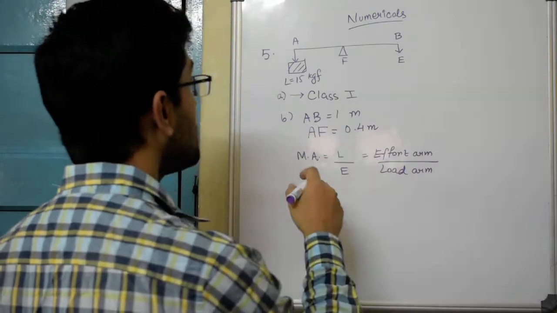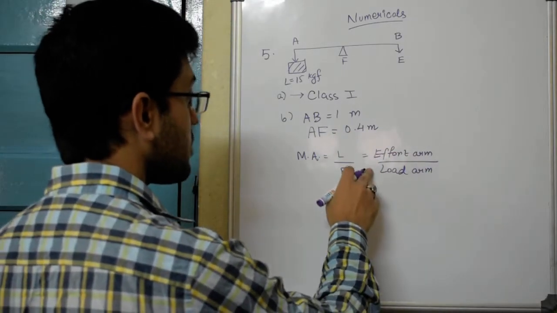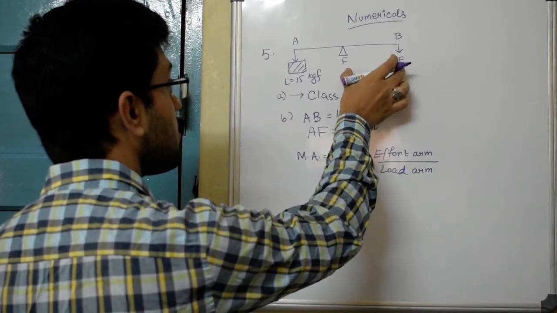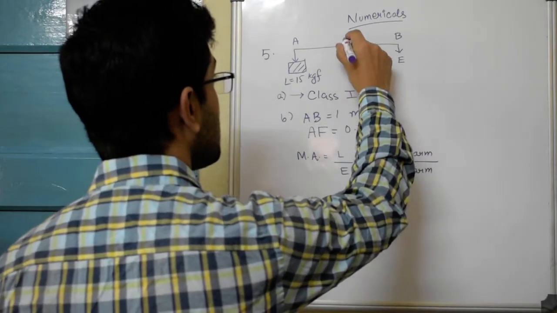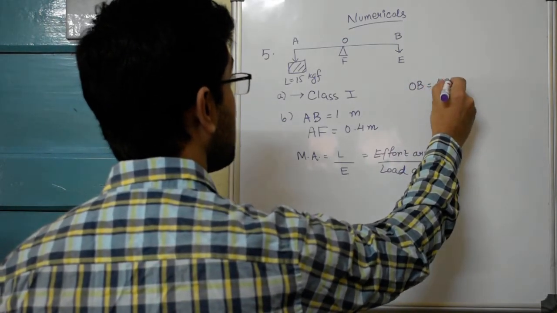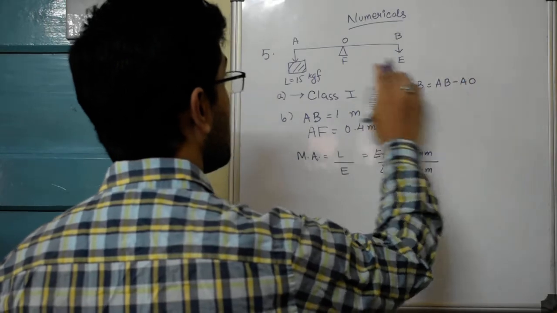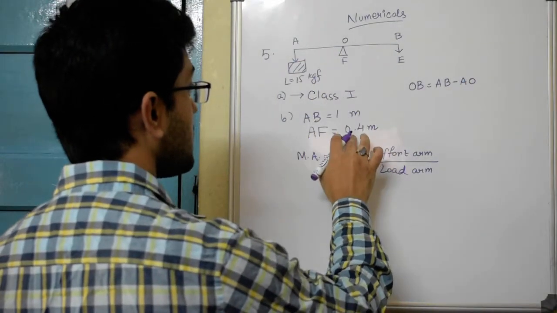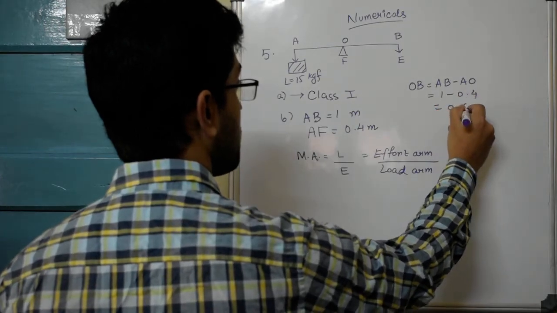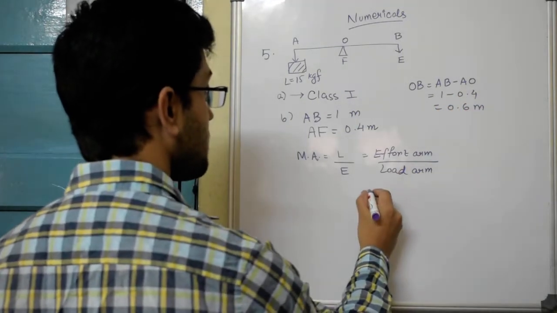So in this case, we know the value of the load arm and effort arm. What is the effort arm? Effort arm is the distance between fulcrum and effort. So if I name this point O, then effort arm is OB, which is basically AB minus AO. AO is same as AF, that is 0.4 meters. So this is 1 minus 0.4, that is 0.6 meters. So that is my effort arm.